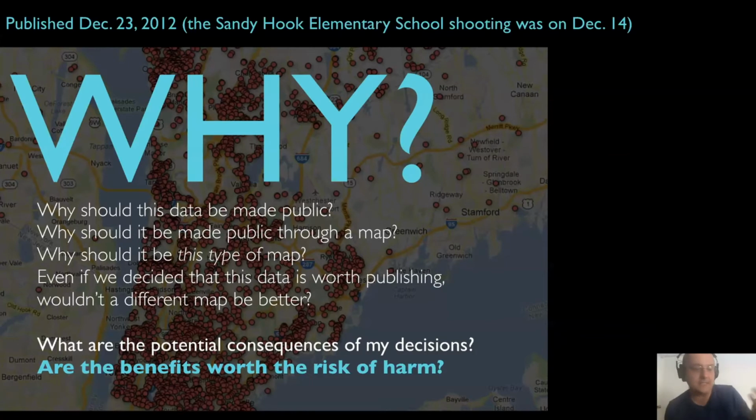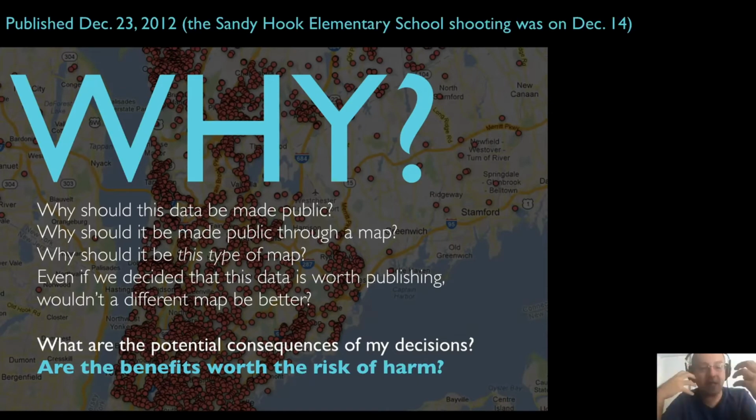For instance, this is related to the following question. Even if we decided that this data is worth publishing as a map, wouldn't a different map be better? For instance, in this particular case, instead of using a dot map to pinpoint the position of every person, you could aggregate the data and make it more abstract and do, for example, a county level map or a district level map. And then instead of showing every single person with their addresses, so you could locate that person on the map, you could aggregate and say, in this district or in this block or in this neighborhood, there are 10 people with gun permits. In that way, the privacy of those people will be preserved. And at the same time, you can still inform people about how many people have gun permits in your area.